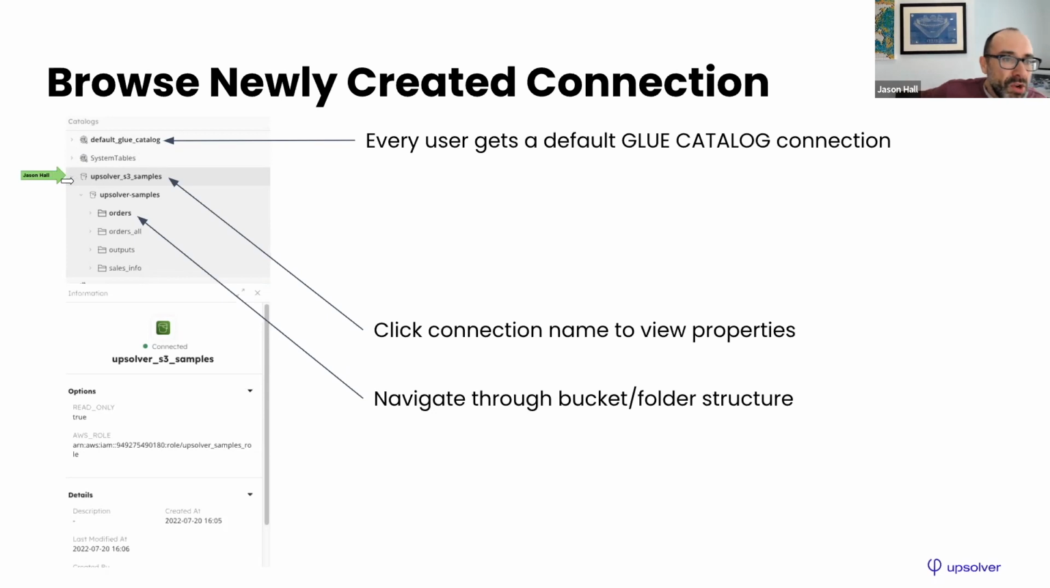And then you'll see the new connection that you've created, specifically the Upsolver S3 samples connection with the samples bucket underneath it. And you'll see you can browse through that bucket to see all the folders that are underneath it. Specifically today, we're going to be working with this orders data.